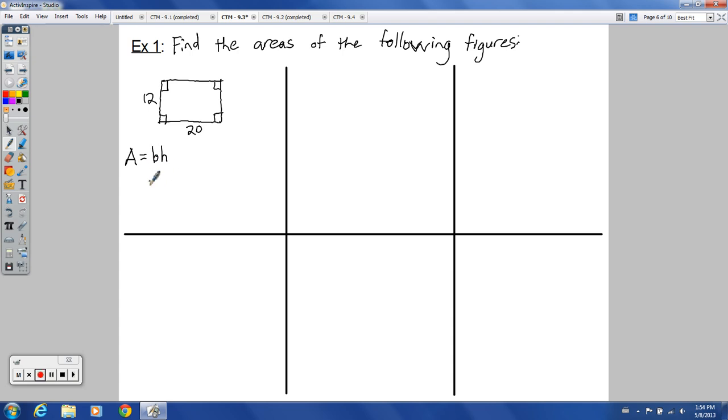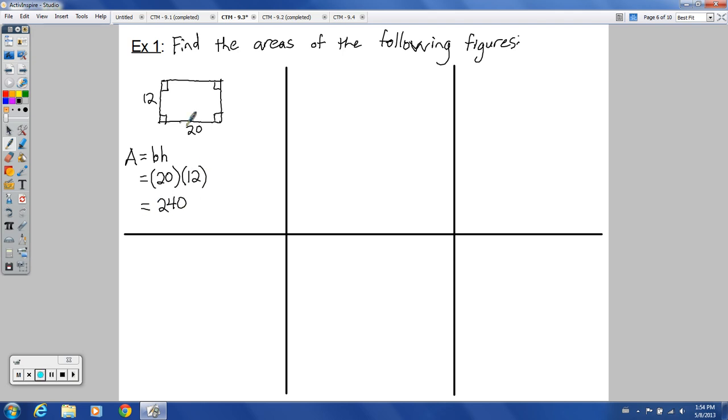And so from here, I would have 12 times 20 or 20 times 12. Really the base and the height, it wouldn't matter which one you picked. Generally we think of the bottom as a base, but it's not always that way. It's just finding a perpendicular part to a perpendicular part. So 20 and 12 are perpendicular to each other. So you have 20 times 12, which would equal 240.